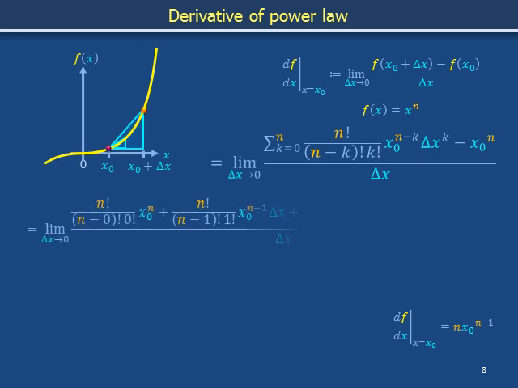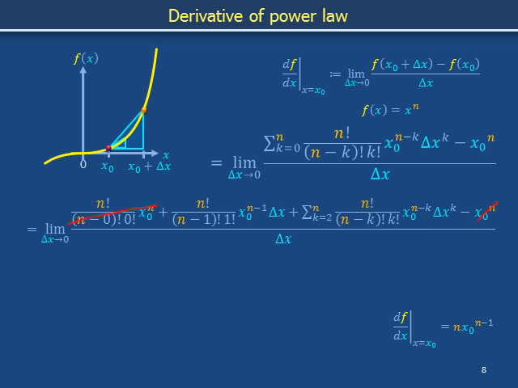We write out the first two terms in the sum explicitly. For k equals 0, the corresponding term in the sum is n factorial over n minus 0 factorial times x naught to the n times 0 powers of delta x. For k equals 1, the term is n factorial over n minus 1 factorial times x naught to the n minus 1 times 1 power of delta x. The remaining terms for k equals 2, 3, 4, and so on, as necessary to reach n, remain collected succinctly in the sum from k equals 2 to n of n factorial over n minus k factorial times x naught to the n minus k times the kth power of delta x.